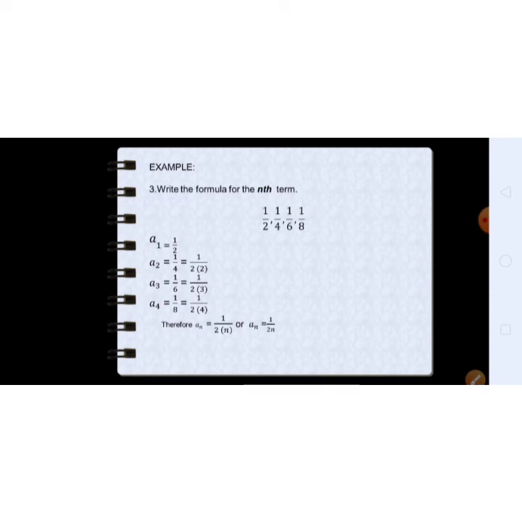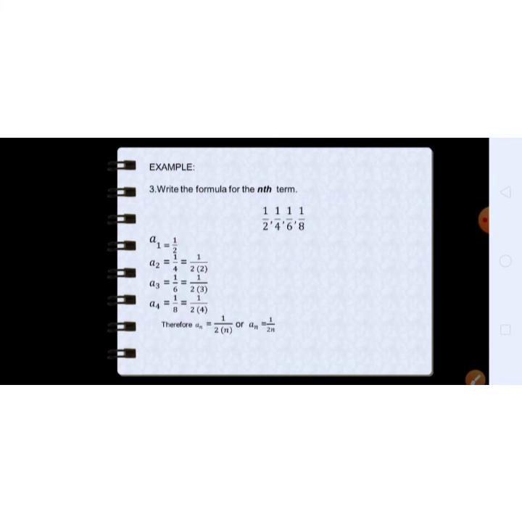Write the formula for the nth term. So the given are 1/2, 1/4, 1/6, and 1/8. So a sub 1 is 1/2, a sub 2 is 1/4, a sub 3 is 1/6, and a sub 4 is 1/8.